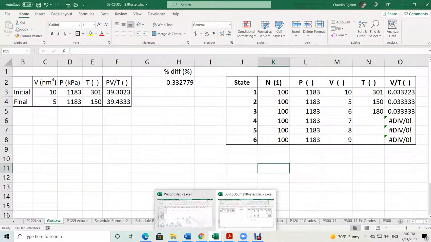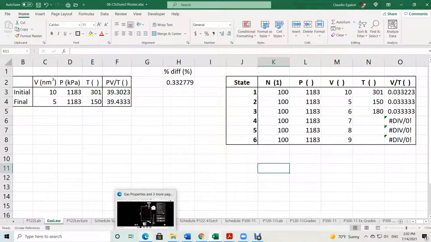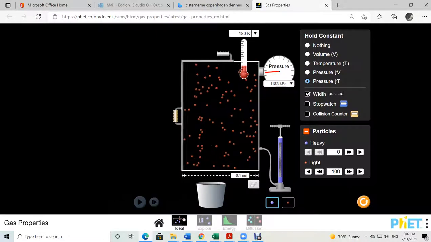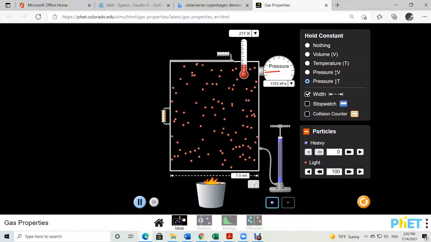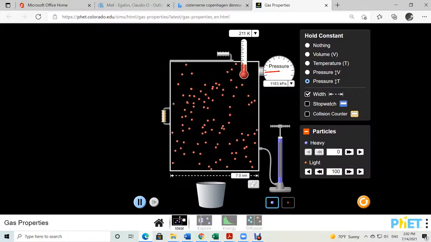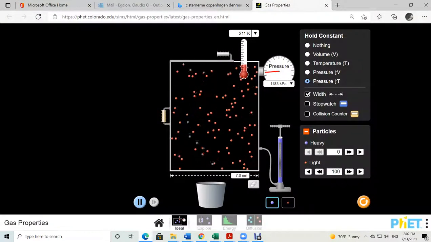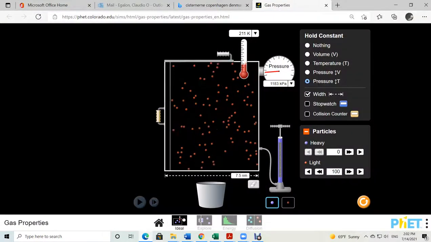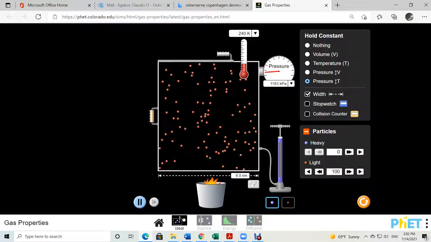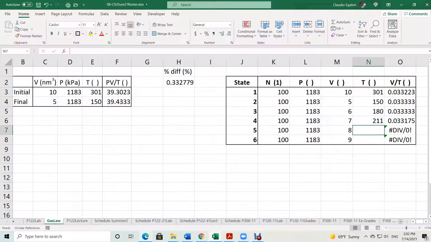What the temperature is going to be? 7 nanometers. Next. 211. I'm getting 211 here. Next. 8. 240. And 9.